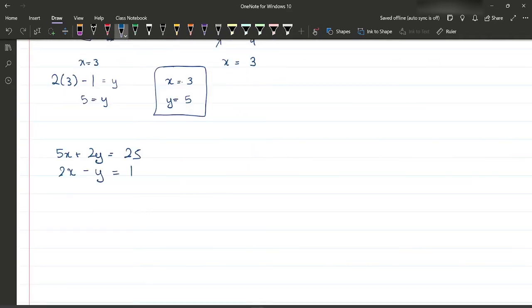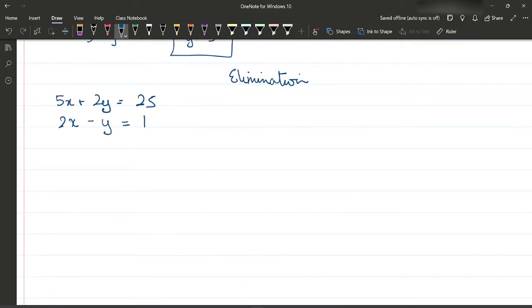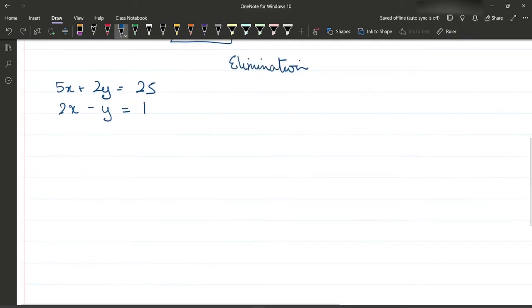Now let's use this method called elimination. So this is called the elimination method. All you have to do is simply try to eliminate one of the variables by using a multiple. So here we're going to add both of these equations, but we need to do something to one of them so that the y's cancel out or the x's cancel out. I know that if I multiply the bottom equation by 2, I will end up with 2x minus 2y equals 1.